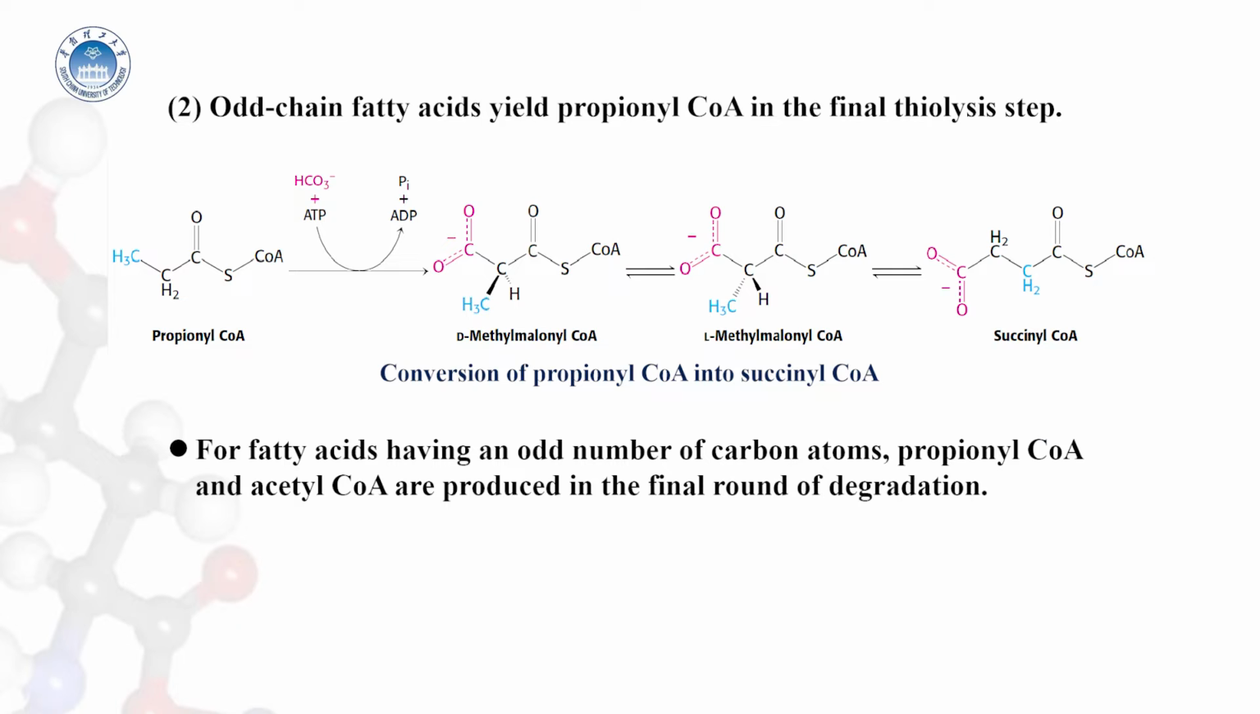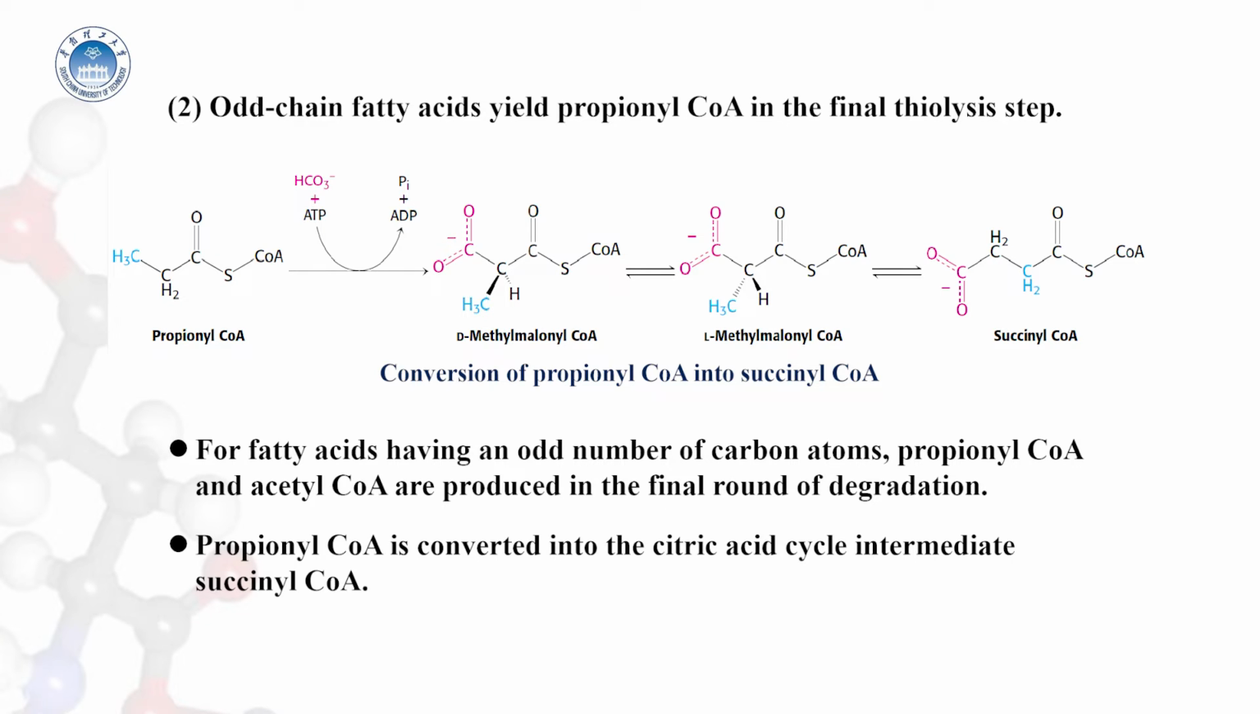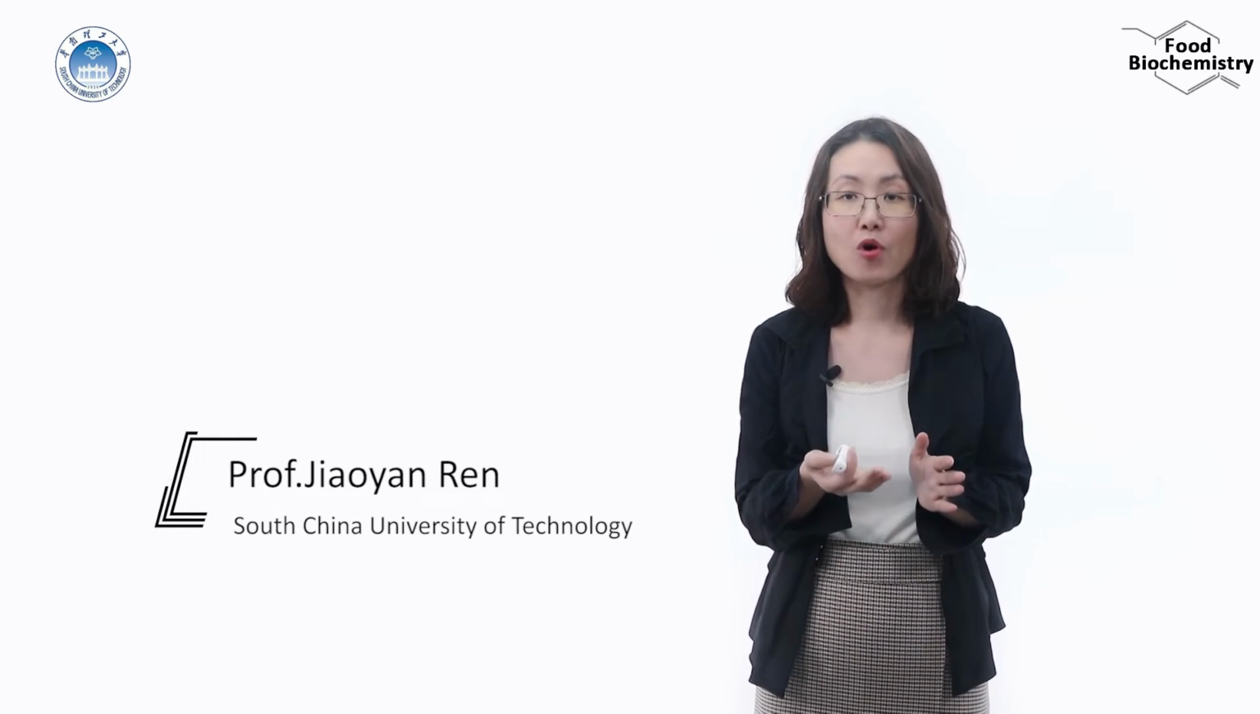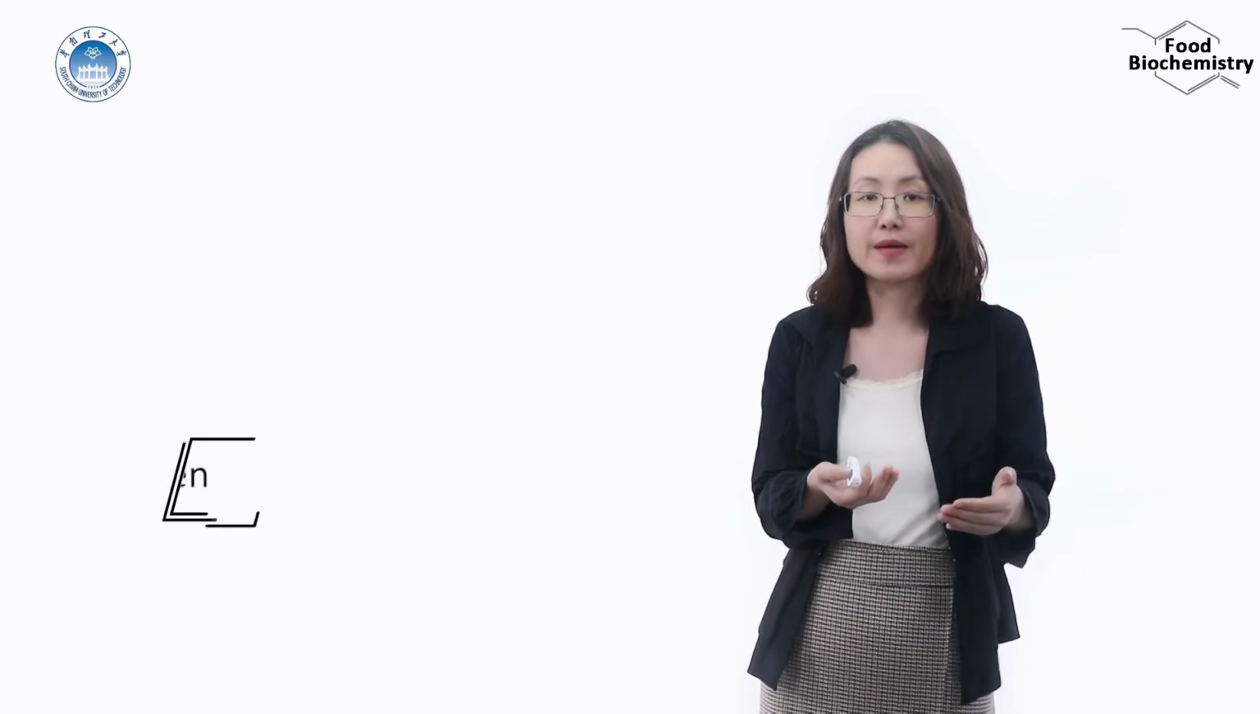Fatty acids having an odd number of carbon atoms are oxidized in the same way as fatty acids having an even number, except that propionyl-CoA and acetyl-CoA are produced in the final round of degradation. Propionyl-CoA is converted into succinyl-CoA before entering the citric acid cycle. The pathway from propionyl-CoA to succinyl-CoA entails a rearrangement that requires vitamin B12.